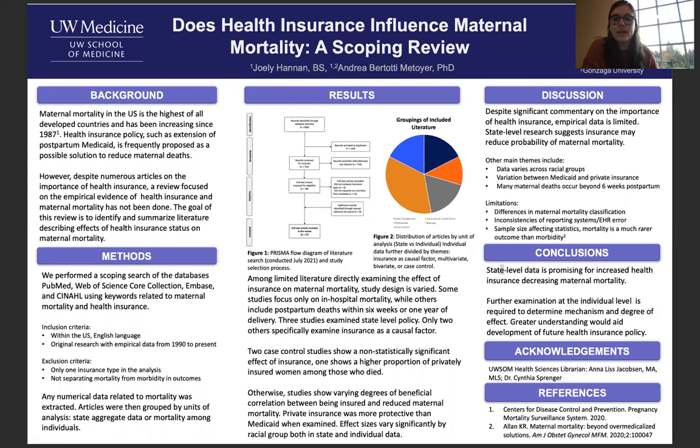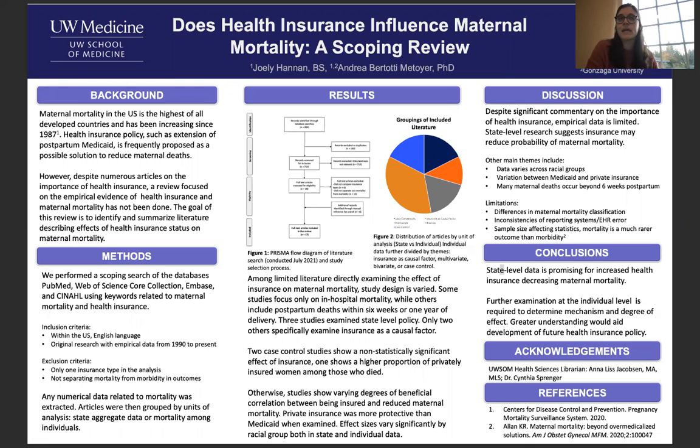My summer project was a literature review about health insurance and maternal mortality in the United States. We decided to do this topic because the maternal mortality rate in the US is the highest amongst developed countries. There's been more policy attention specifically related to insurance about this, so we wanted to synthesize what empirical evidence was out there combining these two topics.